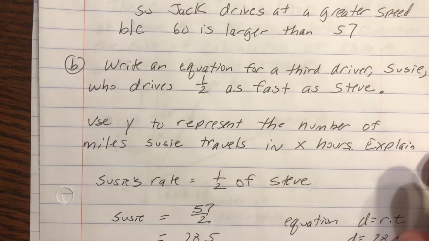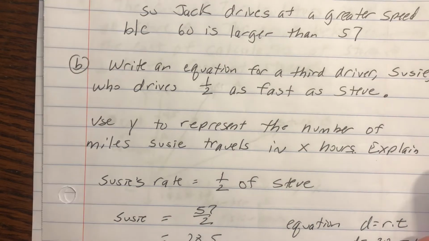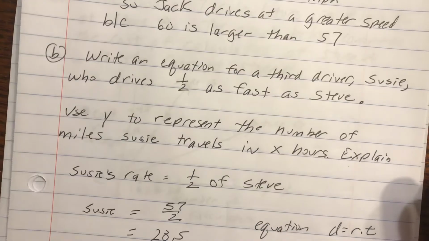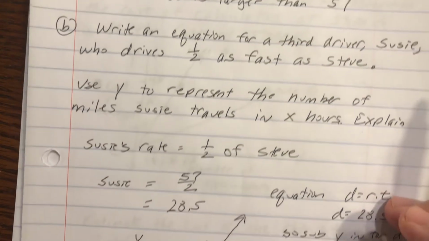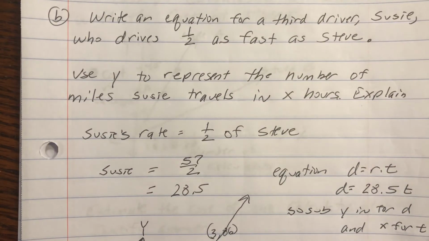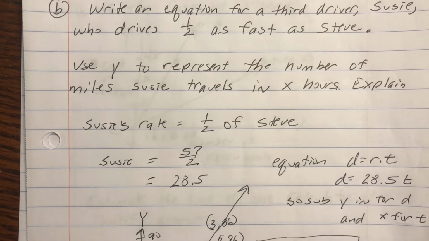All right, now I'm going on to part B of that problem. It says write an equation for a third driver, Susie, who drives half as fast as Steve. Use Y to represent the number of miles Susie travels in X hours. Explain. If Susie's rate is half as Steve's, I can find her rate by taking Steve's 57 miles per hour and dividing that by 2. When I do that, I get 28.5. So I know Susie's rate is 28.5 miles per hour.